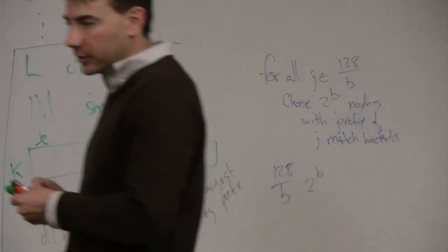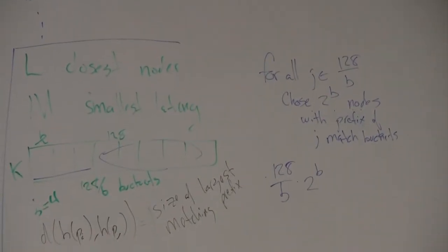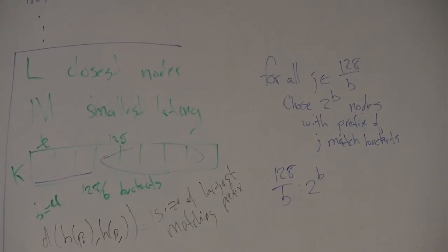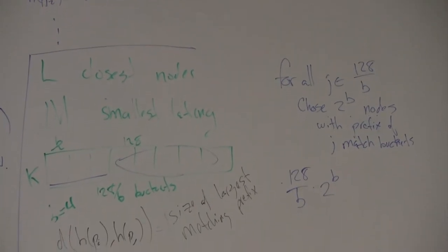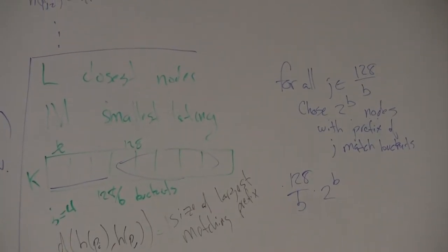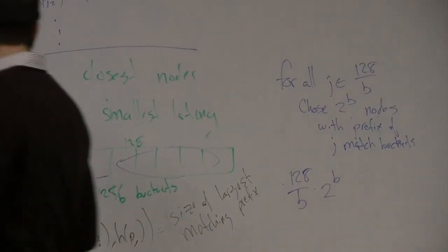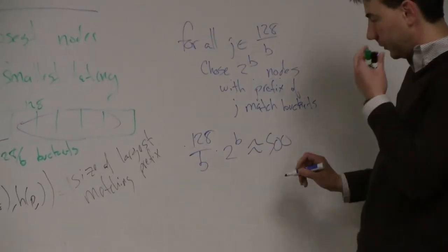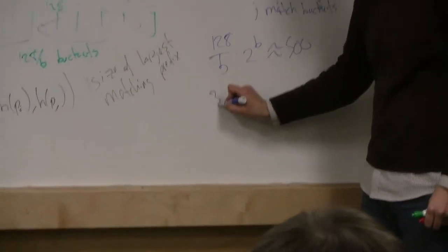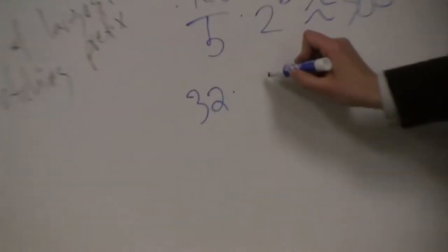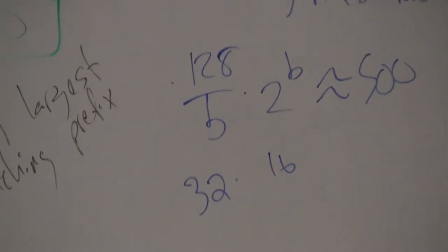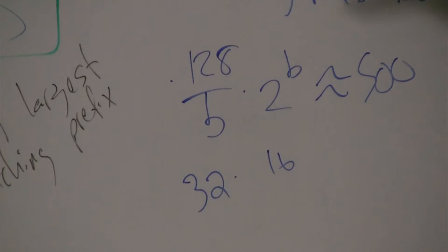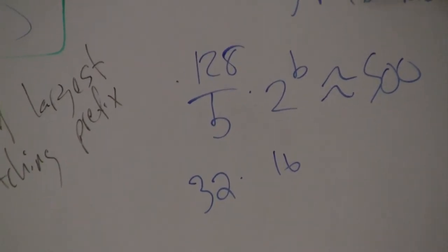I saw some typical numbers for this, and these might be outdated. This may be roughly 500 nodes. This was roughly 32, and maybe this was 16. I think that's roughly 500. So you're going to have roughly 500 nodes. Does this list make sense?